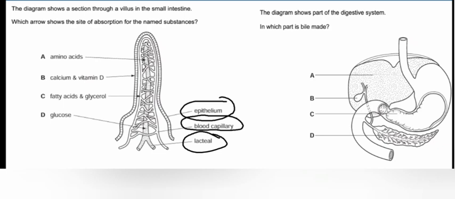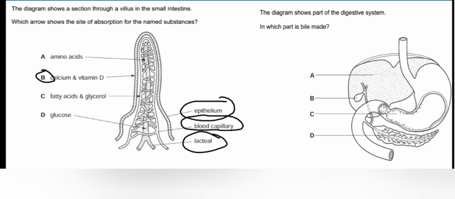So let's try to look at the answers. We have option A, which is saying amino acids. Now the arrow for amino acids is pointing at the lacteal. The part which absorbs the amino acids is the blood capillary, meaning A is not going to be the answer. As for B, we have calcium and vitamin D. So B is going to be the what? The answer. The next question.